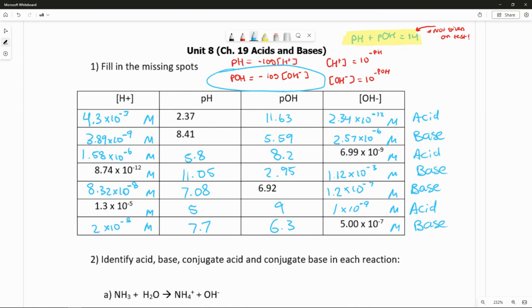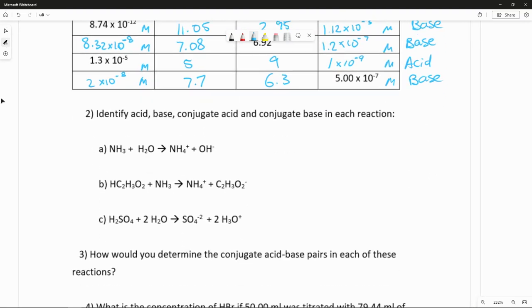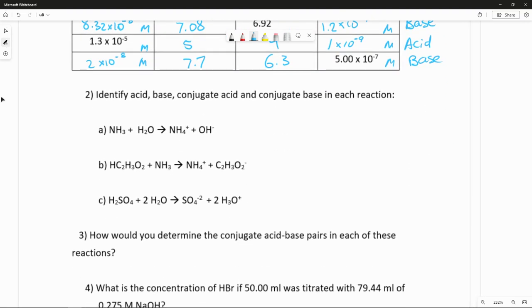All right, let's move on to number 2. Number 2 says identify the acid, the base, the conjugate acid, and conjugate base. We're going to shorten this into A for acid, B for base, Ca for conjugate acid, and Cb for conjugate base. We have to remember that the definition of an acid is a compound that gives away a hydrogen, or 2 hydrogens or 3 hydrogens, which we'll talk about in a little bit.